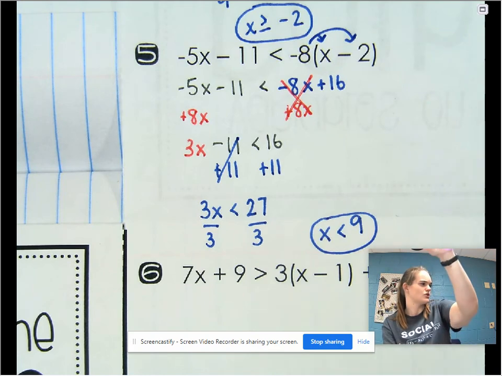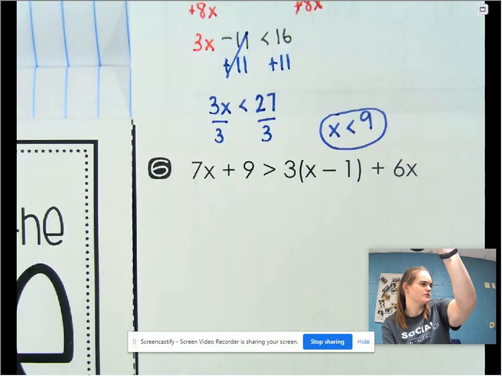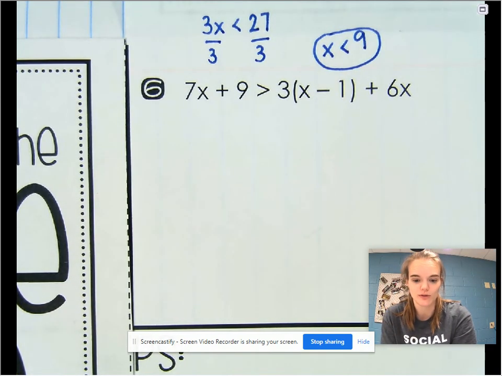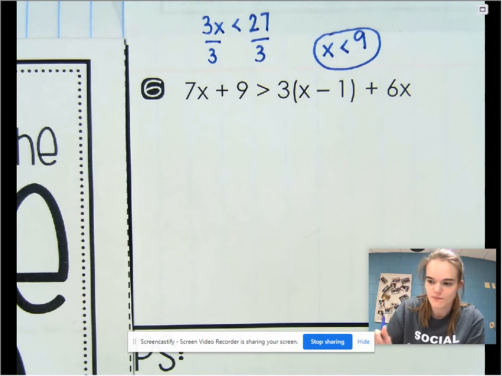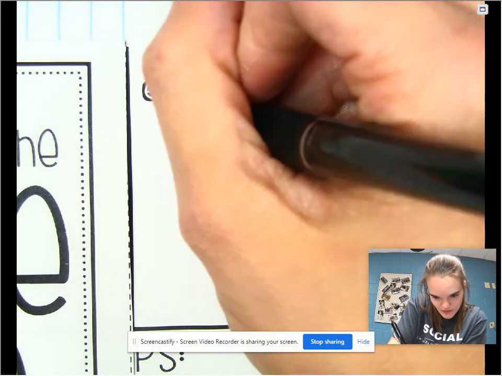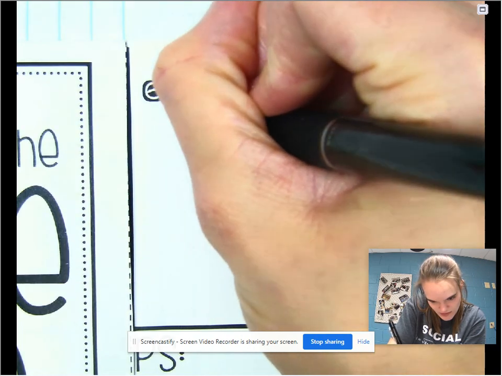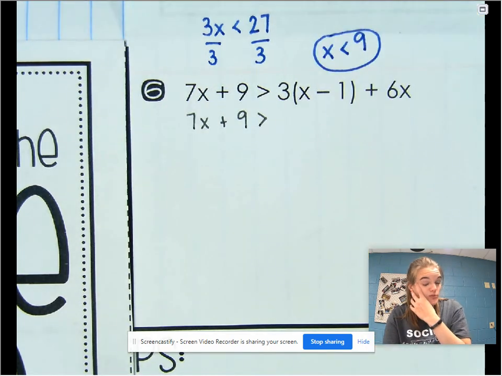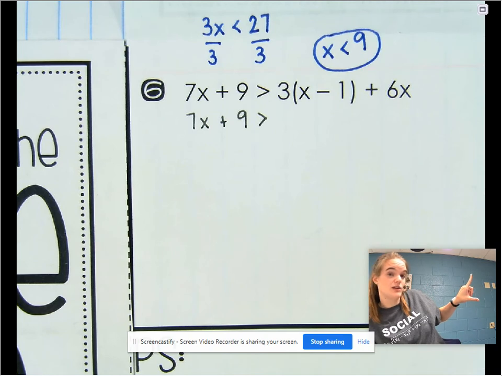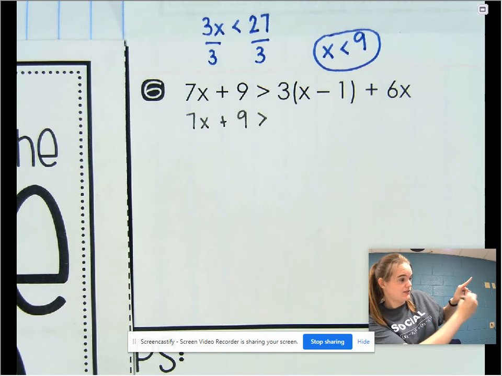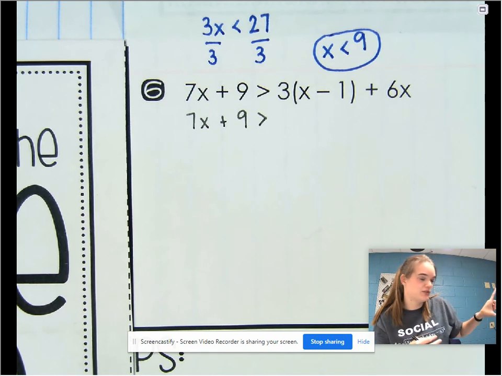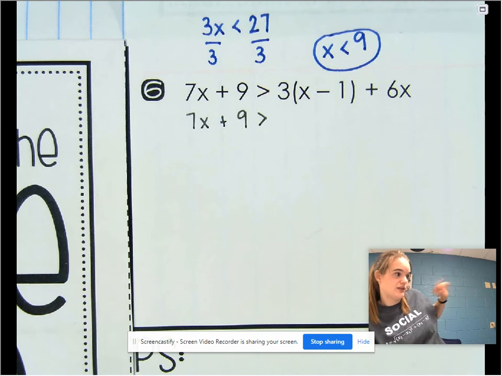Okay. Try number 6. Pause the video. Figure that one out. I'll help you. Well, I'm going to solve it with you in a minute. Okay. It's going to bring down 7x plus 9 is greater than. In case you forget which one is which, by the way, your left hand, it's going to be hard to see in the video, but your left hand makes an L. Left hand is less than. That's the less than symbol, so left hand is less than, and then the other one's just greater, but your left hand makes a less than, okay?